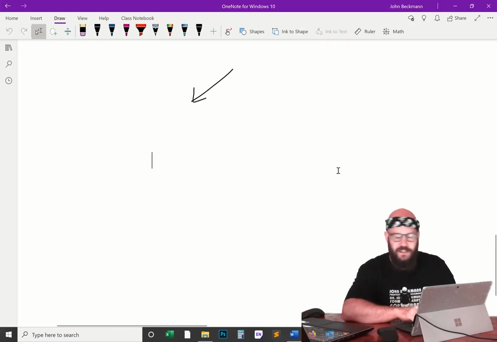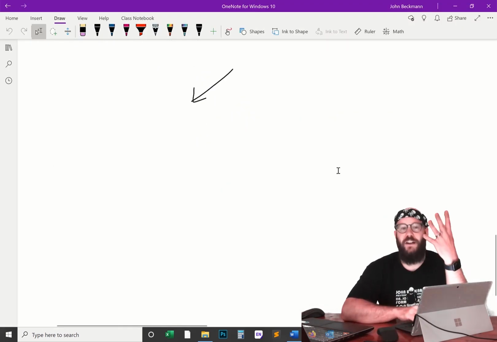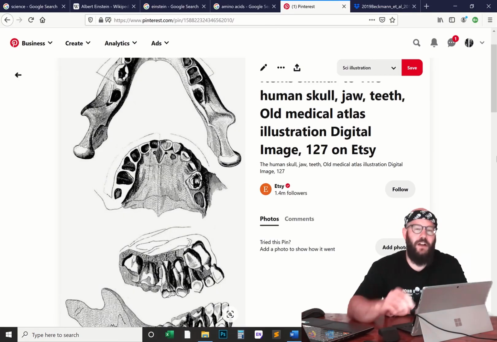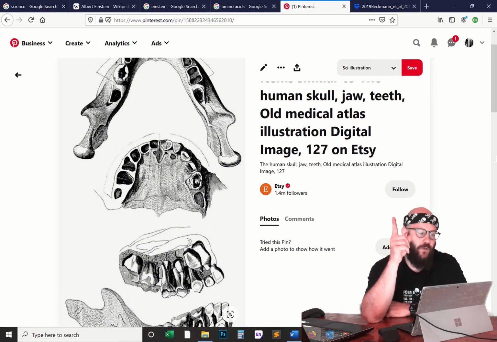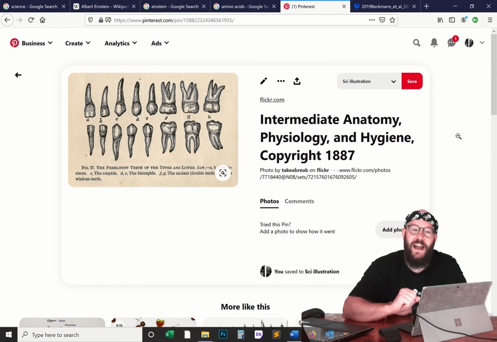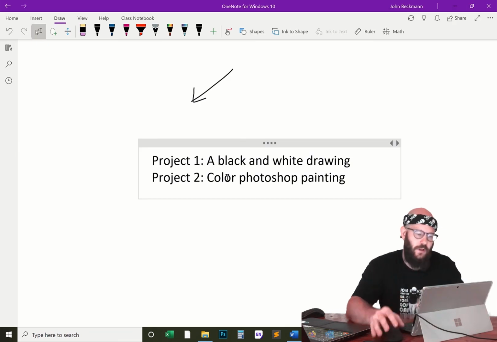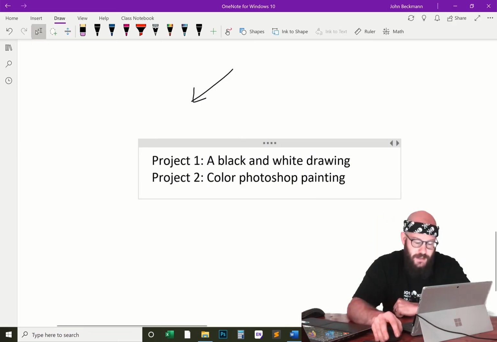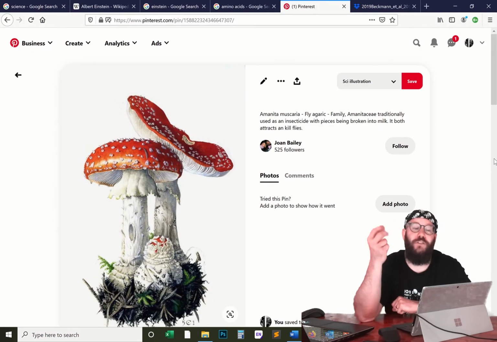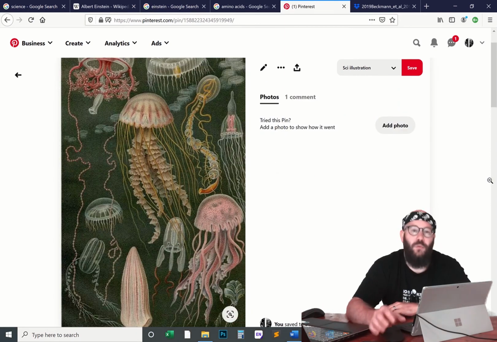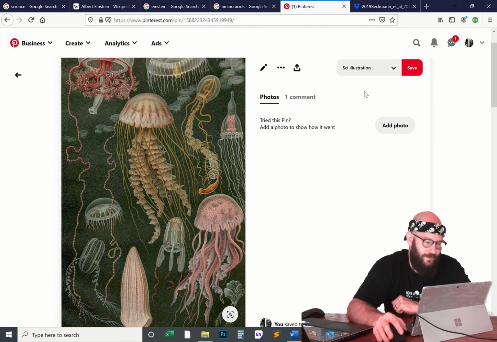Okay, so let me talk about how this class is organized. There are four projects, three projects if you are an undergraduate, four projects if you are a graduate student. Project one, a black and white drawing. Project two, a color Photoshop painting.